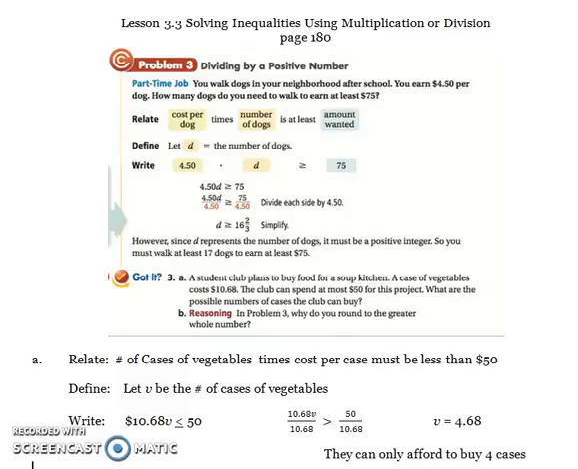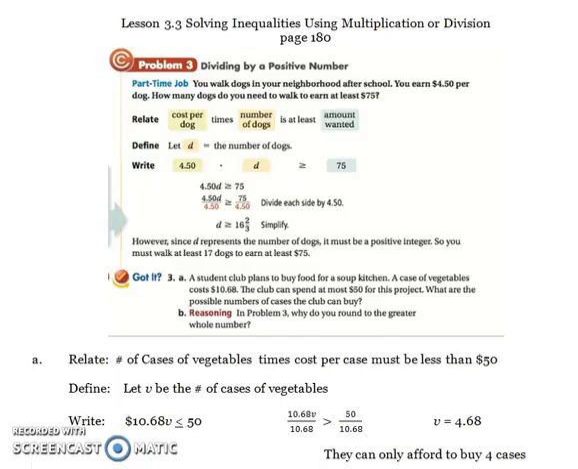Okay. This is lesson 3.3, solving inequalities using multiplication or division, page 180, problem 3, dividing by a positive number. You walk dogs in your neighborhood after school. You earn $4.50 per dog. How many dogs do you need to walk to earn at least $75?